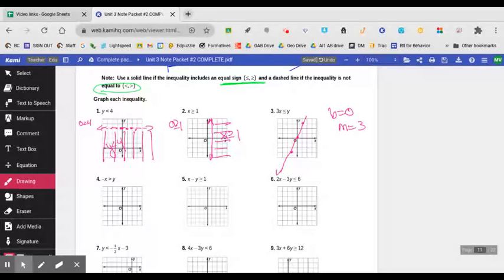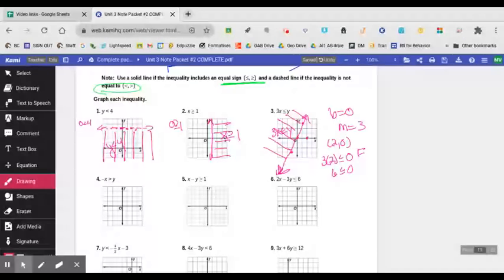(0, 0) cannot be my test point this time. And I knew that it was solid because it's equal to. (0, 0) cannot be my test point because the line goes through (0, 0). So then I pick any other point I want. I'm going to pick (2, 0). So if I put in (2, 0), that becomes 3 times 2 is less than or equal to 0. 6 is less than or equal to 0. That's false, so that means I want to shade the other direction. And I write my inequality over there.